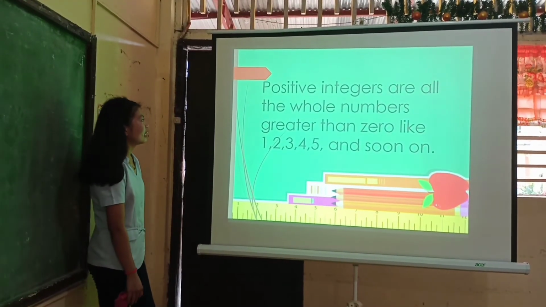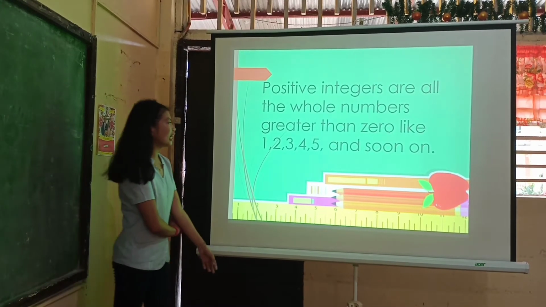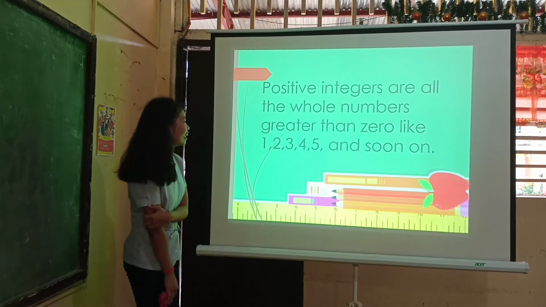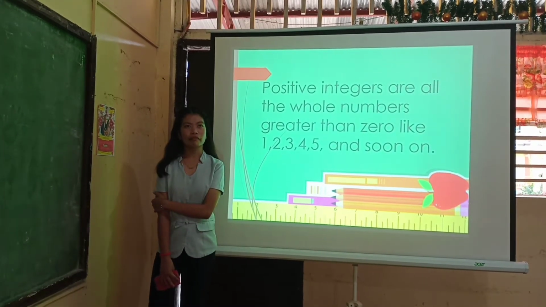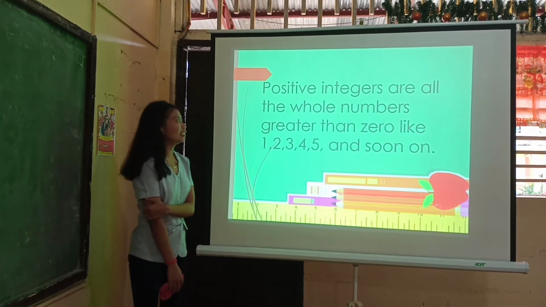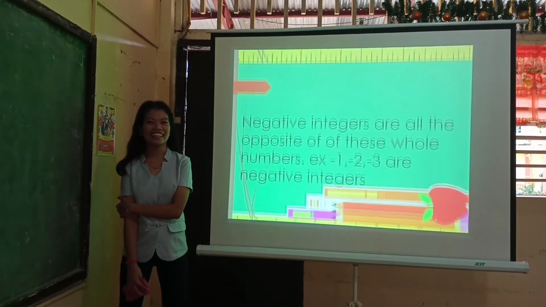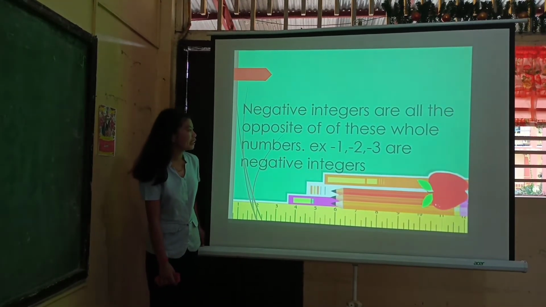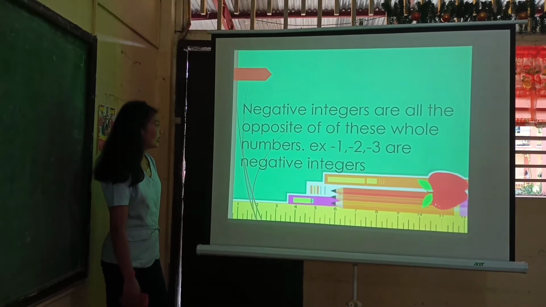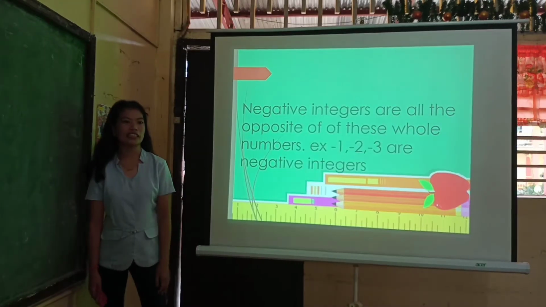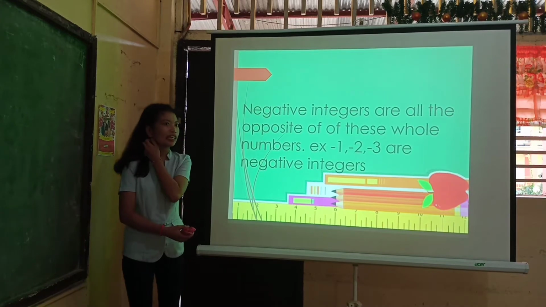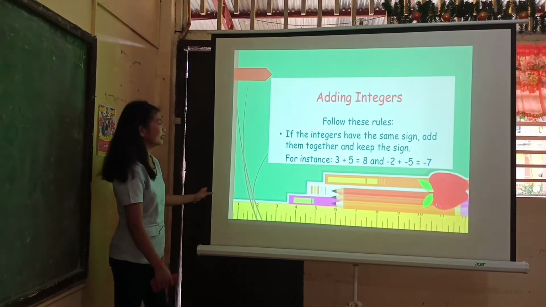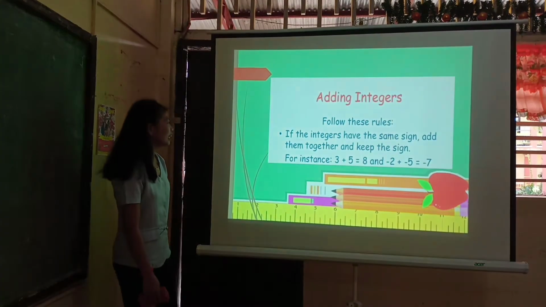So, positive integers are all the whole numbers greater than 0, like 1, 2, 3, 4, and so on. So, yung positive integer daw ay greater than 0. So, kapag less than 0, hindi na siya positive integer. Negative integers are all the opposites of these whole numbers. Example, negative 1, negative 2, and negative 3 are negative integers. So, ito yung opposite ng positive integers. Kung yung positive integers are greater than 0, itong negative is less than 0. Naintindihan? Yes, ma'am.